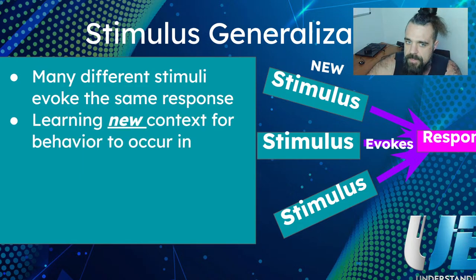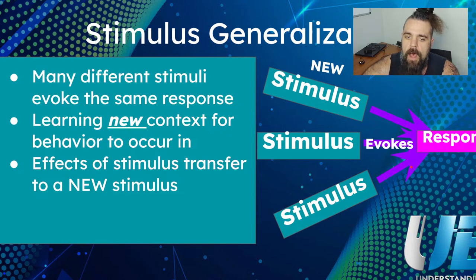That's stimulus generalization. So our simple way to think about it, this is a really great definition to hold on to for stimulus generalization because it's nice and easy to process. It's learning a new context for a behavior to occur in. So a new context is evoking this response. Or this could also be effects of a stimulus transferring to a new stimulus. I guess we don't really talk about it as much in operant settings, but we can have generalization in that category as well.